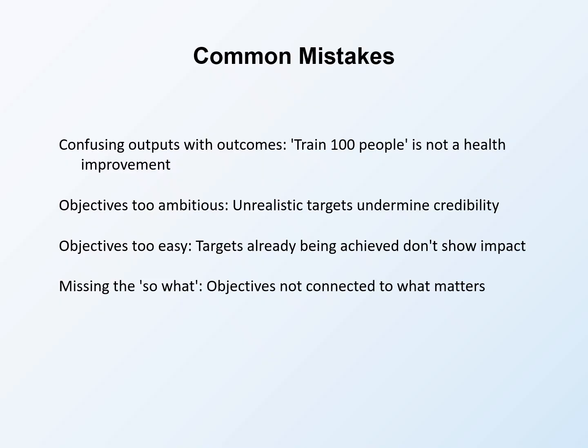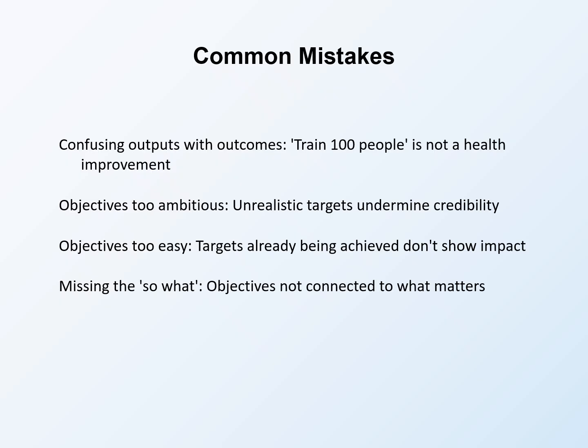Let me highlight some common mistakes: confusing outputs with outcomes. Training 100 people is a process objective, an output. It's not a health improvement. Sometimes I see programs where all the objectives are about activities completed rather than changes achieved. Objectives too ambitious. If you promise to cut diabetes rates in half in 1 year, you'll fail. Unrealistic targets undermine your credibility and demoralize your team.